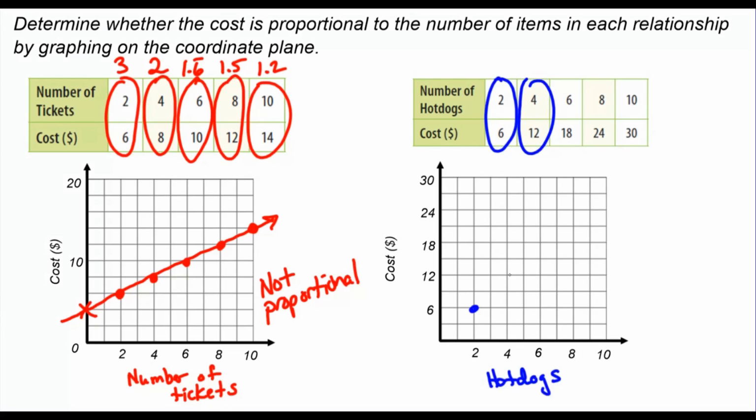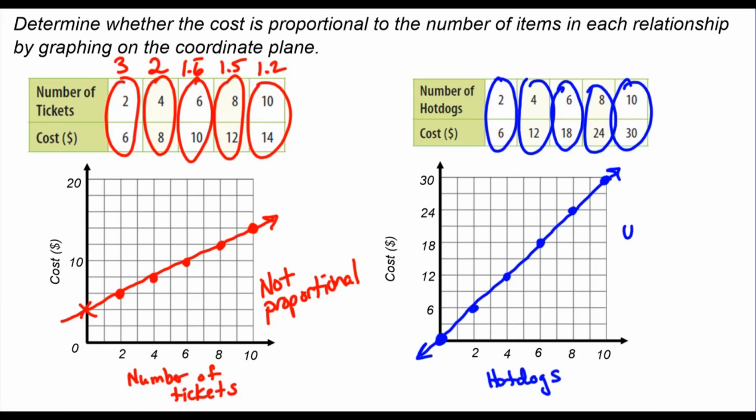4 hot dogs would cost $12. 6 hot dogs would cost $18. 8 hot dogs would cost $24, and 10 hot dogs would cost $30. And that is a straight line, but you would use a ruler on this, of course, and it goes through the origin. So straight line through the origin. So yes, this is a proportional relationship. The number of hot dogs is proportional to cost.